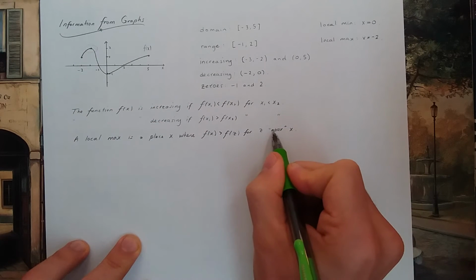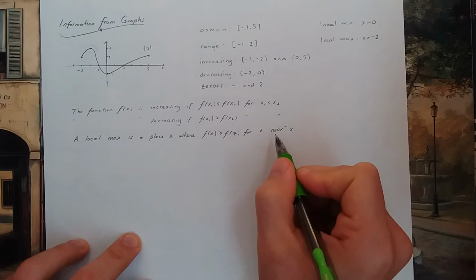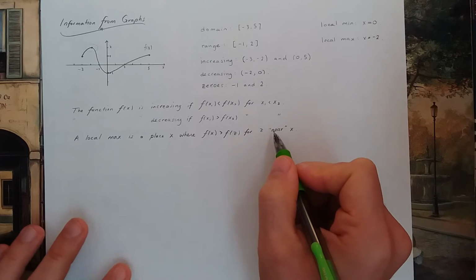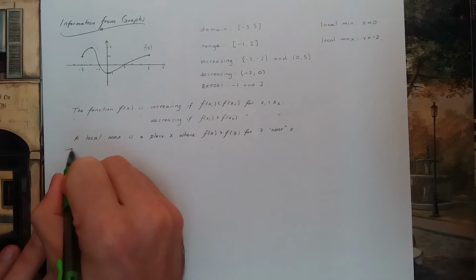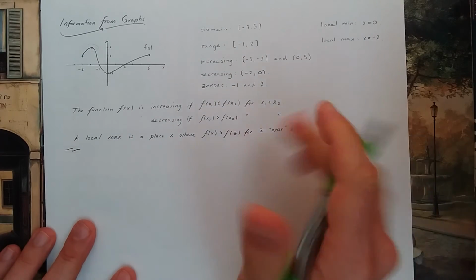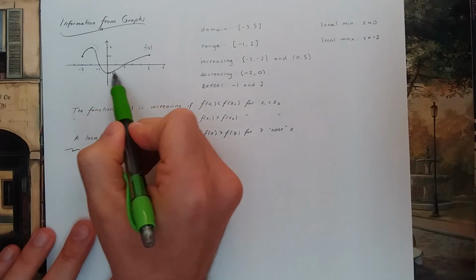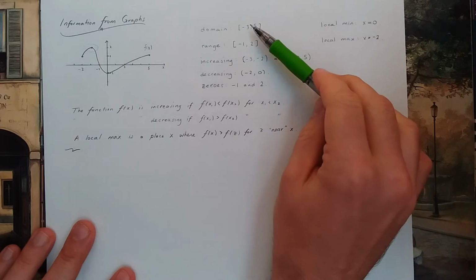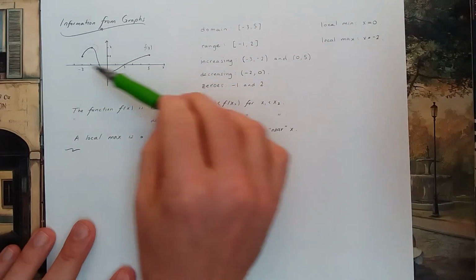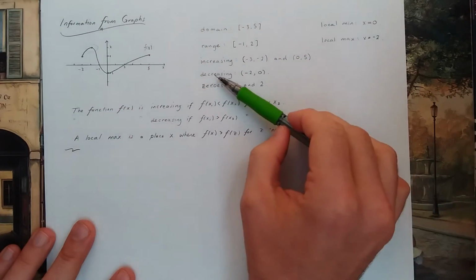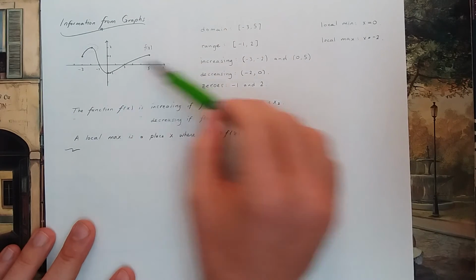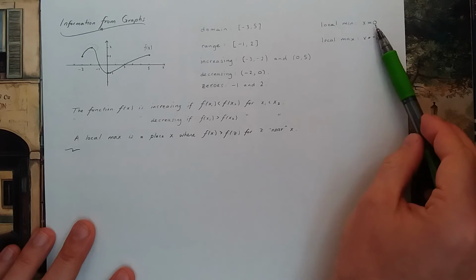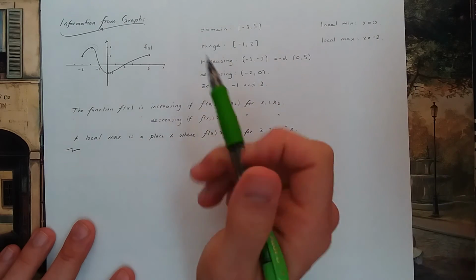And the word near is intentionally imprecise. If you continue on in mathematics, you will make this near concept more exact. But anyway, we have a graph of a function. From that, we could tell its domain, range, where it's increasing, where it's going up, where it's decreasing, where it's going down. We could tell its zeros. We can see where it hits the x-axis. We could find positions of local minimums and local maximums.